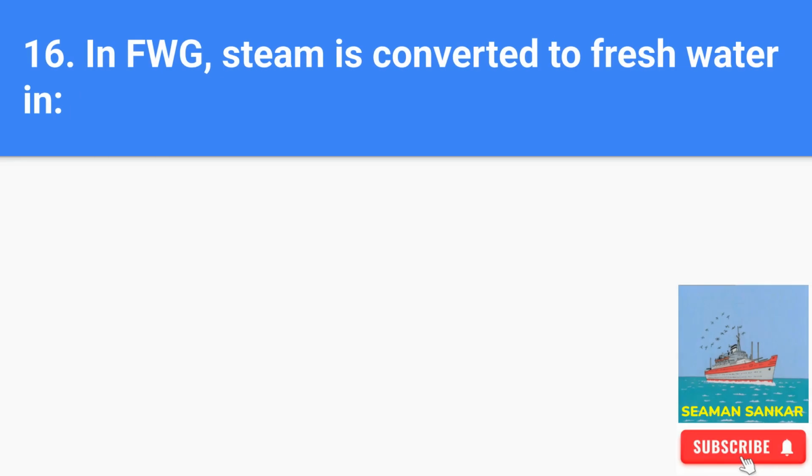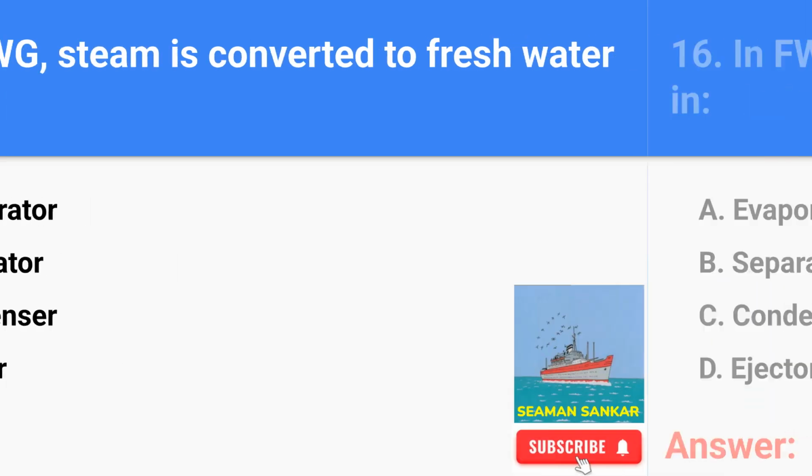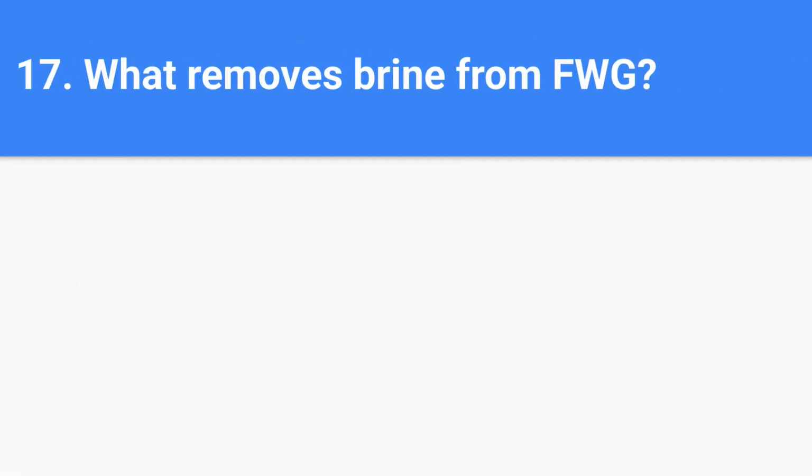Question 16. In FWG, steam is converted to fresh water in A. Evaporator, B. Separator, C. Condenser, or D. Ejector. Steam is converted to fresh water in C. Condenser.